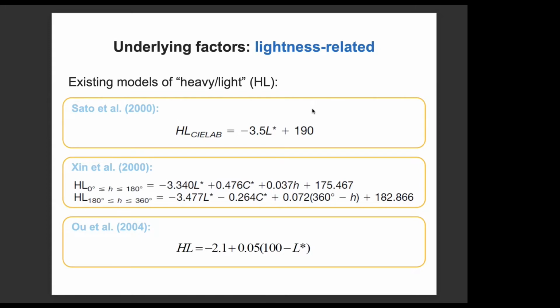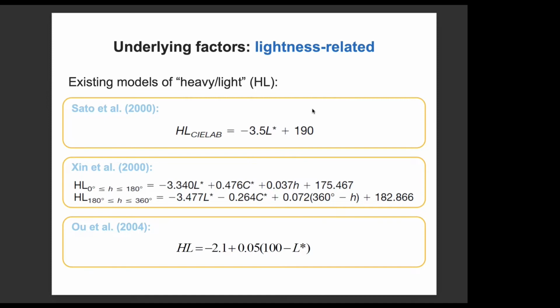So Sato and his co-workers have the equation of heavy-light using only one parameter, lightness. As you can see here, heavy-light in CIELAB equals minus 3.5 lightness plus 190. So the feeling of heavy and the feeling of light of a color is related closely to lightness, and to lightness only. It's very simple, right?